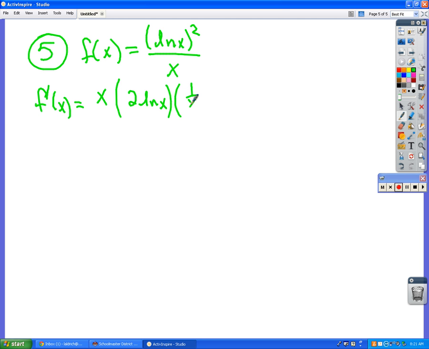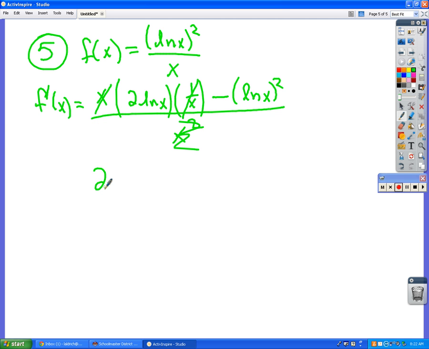Then the derivative of ln x is 1 over x. So that's low d high minus high d low, which would just be 1, over x squared. Set that equal to 0. When we're setting this equal to 0, do we care about what's going on with the bottom? No. Then the 1 over x and the x will cancel. So we have 2 natural log of x minus natural log of x squared equals 0.